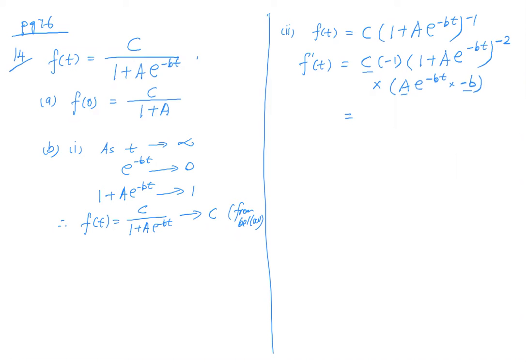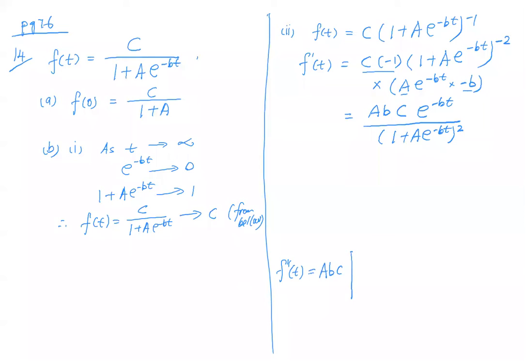So I got A, B, C, okay? Then e to the power negative bt, then divide by 1 plus a e to the power negative bt squared. Okay? So when I want to get my f double prime t, I'm going to use quotient rule. So I will let the ABC be outside. So my f double prime t will be ABC put outside.